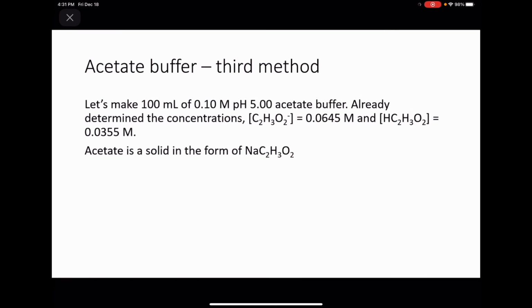All right, so let's set up the third method for determining a buffer, or making a buffer, excuse me. And we have our stats, once again, our 100 milliliters, our concentrations. Acetate's once again going to be a solid, a salt, sodium acetate. And strong acids are typically solutions.